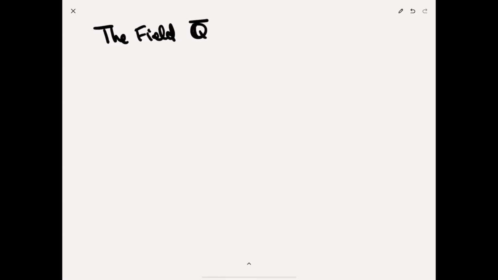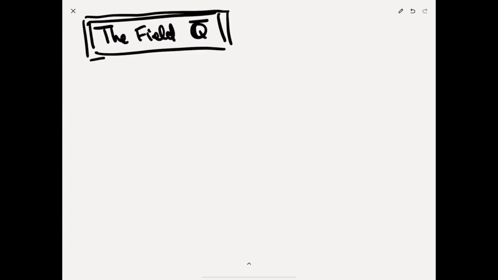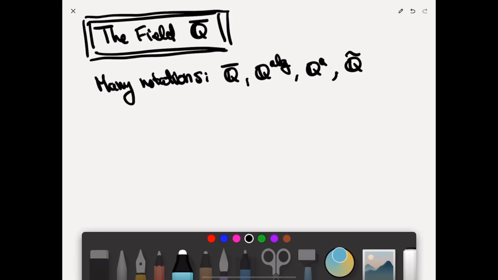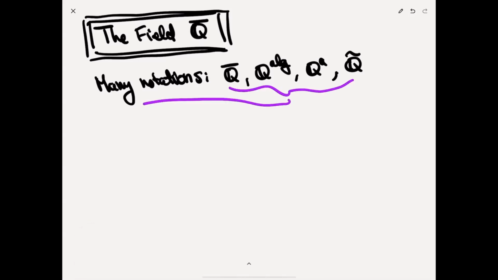Q bar. So there are many notations for this field, and everyone likes to have a big flame war over it. There's Q bar, there's Q alg, and there's QA. And if you're really crazy, you might want to do Q tilde or something. These are all the same thing. They're the algebraic closure, right?